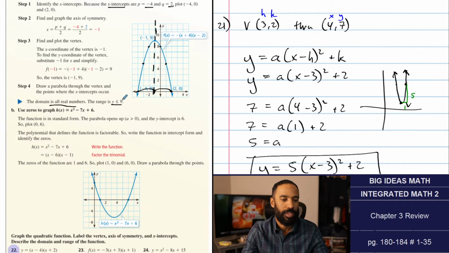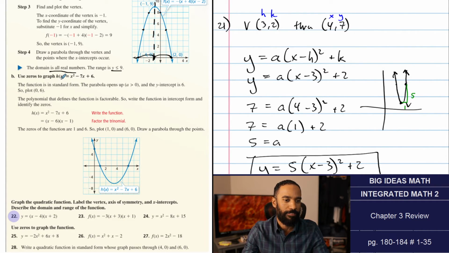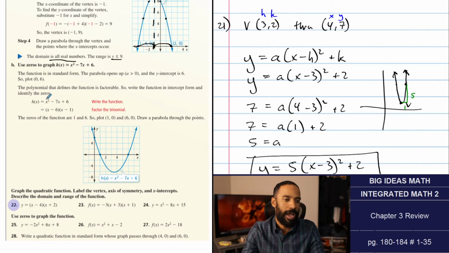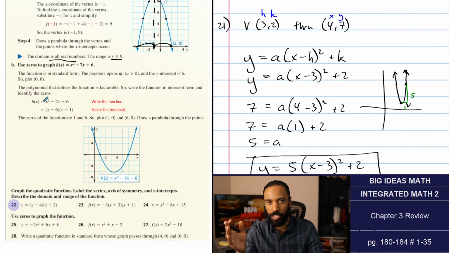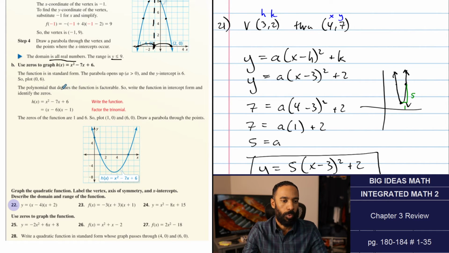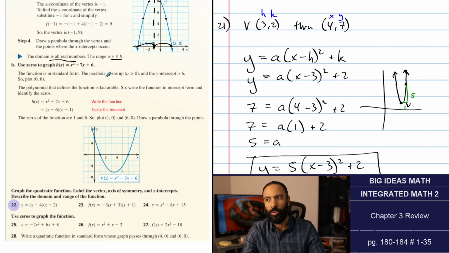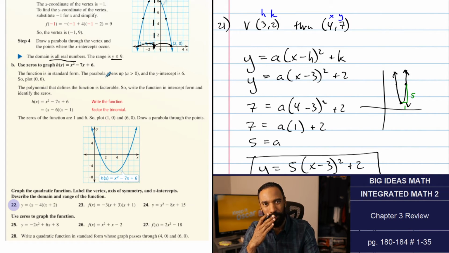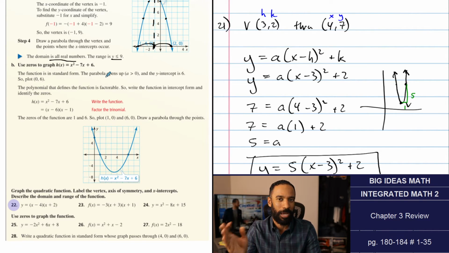Different kind of question. Use the zeros to graph h of x equals x squared minus 7x plus 6. So in this question, I guess it's use of, because I haven't done these in a while. I forget which things we do and don't know. But we do work on factoring. Use zeros to graph. It's in standard form. It opens up. So plot this polynomial. I'm trying to remember. Did we already solve factoring in chapter 2? I'm forgetful where we are when it comes to our chapters.